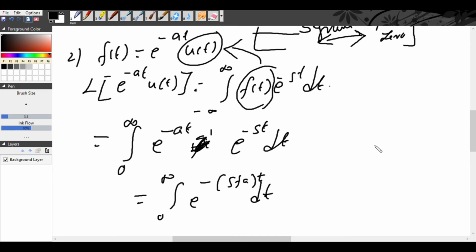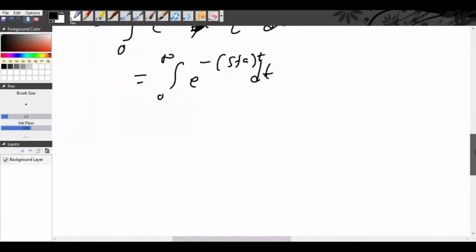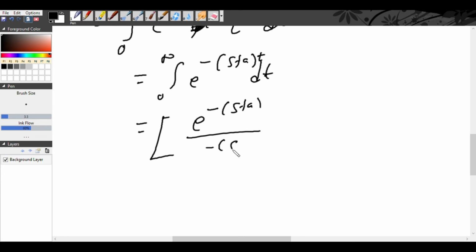I hope you understand this particular step. Simply I am rearranging things. Finally I have to take the integration. After taking the integration, my equation will look something like this. Then I have to apply the limits, so this will be equal to 1 by s plus a. Here I am very interested in this equation.